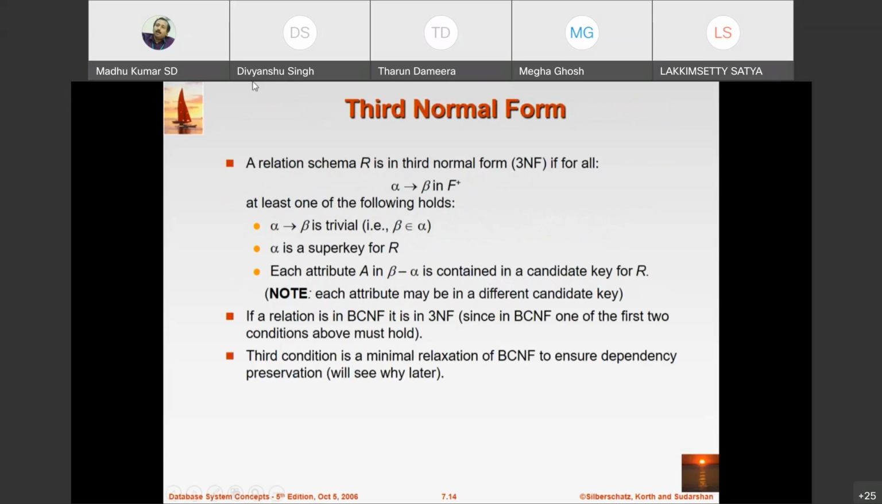So we'll see 3NF in the next class. Before that, if you have any questions, you can ask now. Are there any questions?